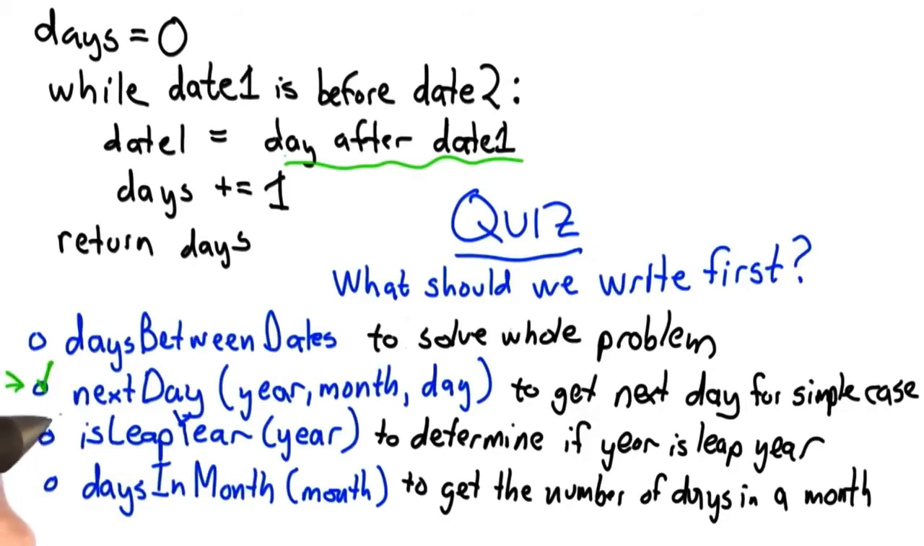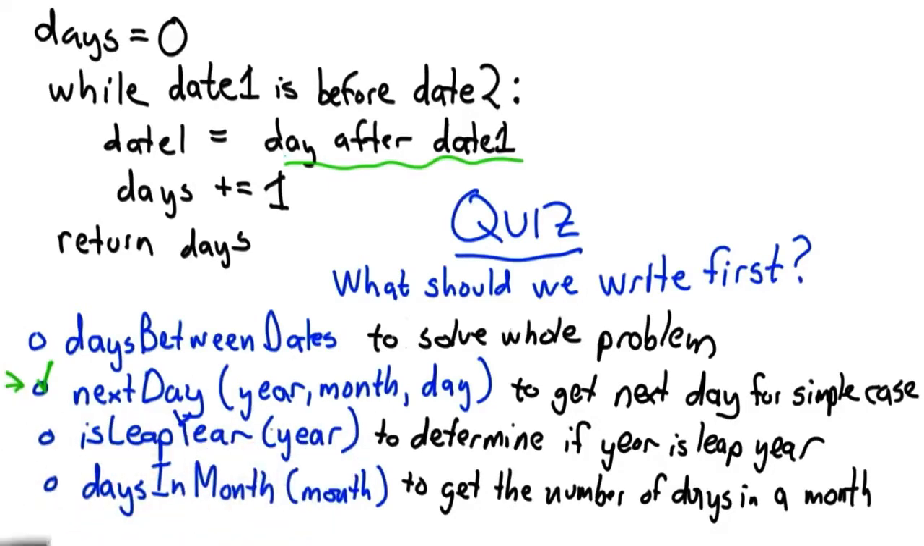The other answer that I think would be okay is leap year. This is something we know we're going to need at some point. We need to determine whether years are leap years to know how many days there are in the month of February. But it's kind of a grungy, painful thing to write. It's something we know we're going to be able to do, and it's something that's not too interesting, so we're going to leave that until later. You could certainly make a case for doing that first.